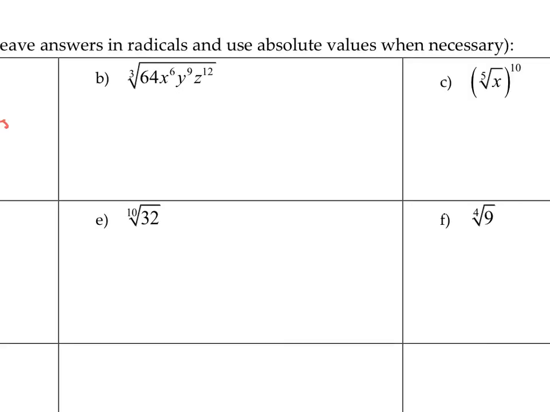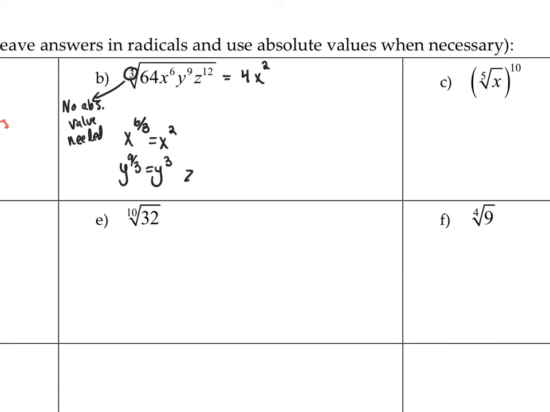Okay, on B we're doing a cube root, so if it's a cube root, we don't need to worry about absolute value. So when we see that cube root, no absolute value is needed. So we just run through and we do cube roots. So the cube root of 64 is 4. The cube root of x to the 6th is x squared. And the trick that you can use here is you're dividing the exponent by 3. So x to the 6/3 is x squared. Similarly, y to the 9/3 is y cubed, and z to the 12/3 is z to the 4th.